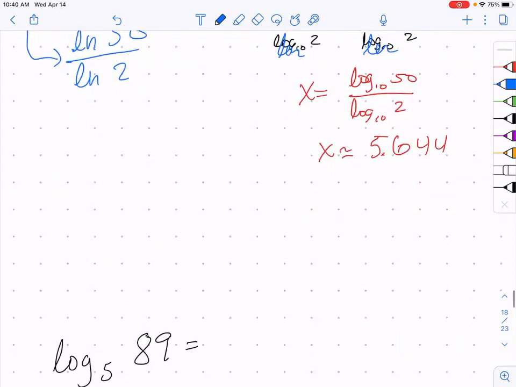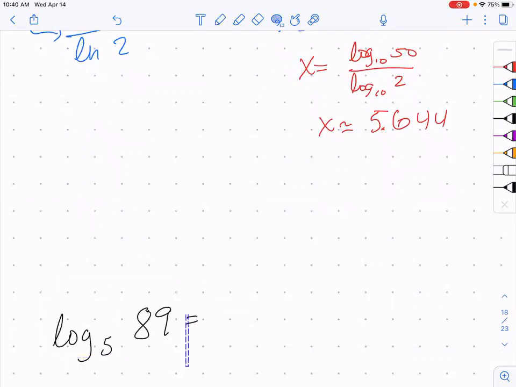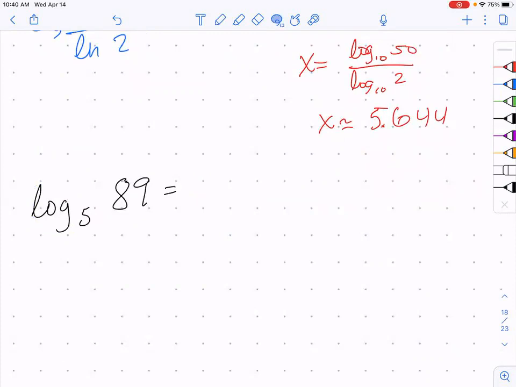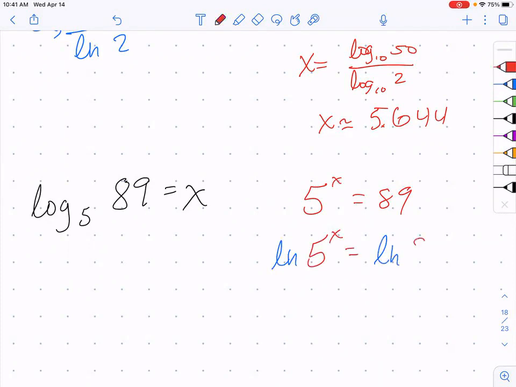So if you see this log base 5 of 89, can we do the same process to think about that? We're going to call it X, and we're going to write it in its exponential form. What's its exponential form? And let's do natural log on this one. We're going to take the natural log of both sides. So that's going to look like natural log of 5 to the X power equals natural log of 89.